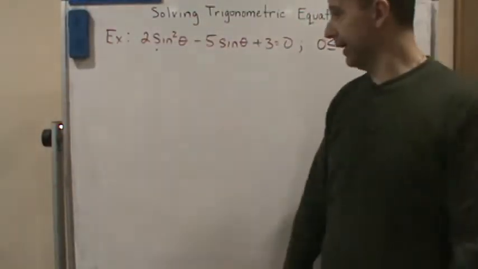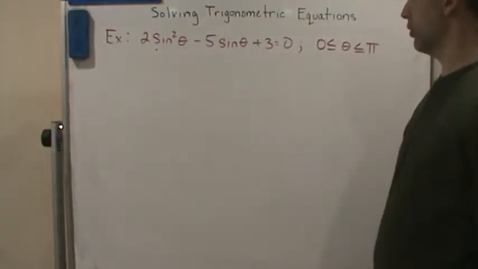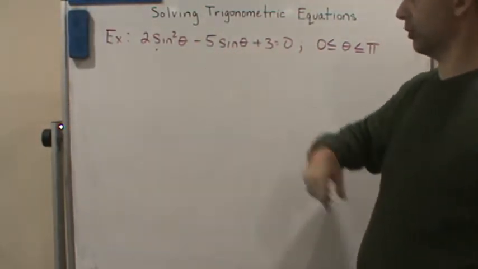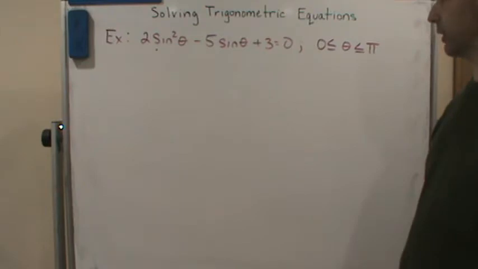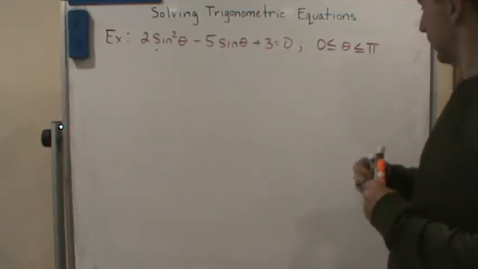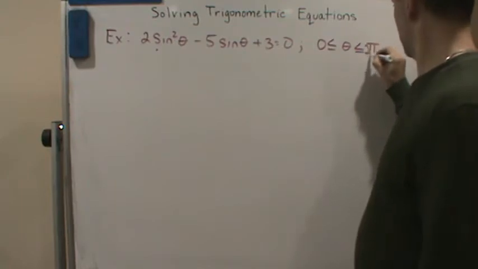Okay, so welcome back, and now we're going to do another one. So notice this is also a quadratic in form. Okay, it's a trigonometric equation. Notice that we're going from 0 to 2 pi.